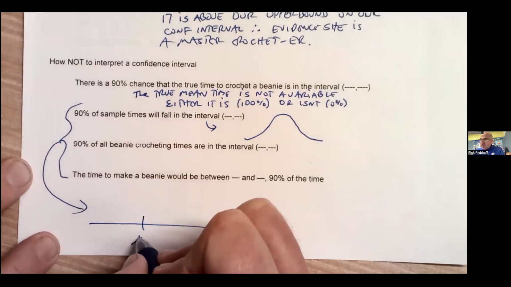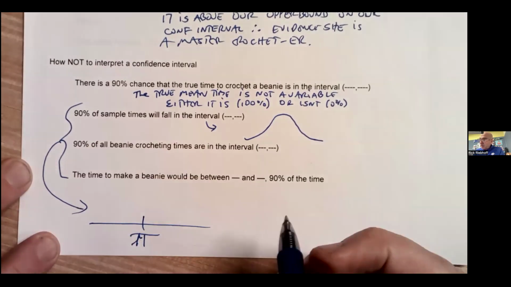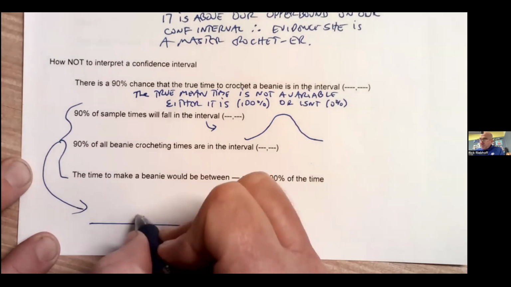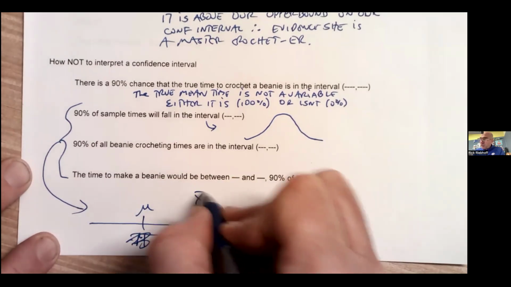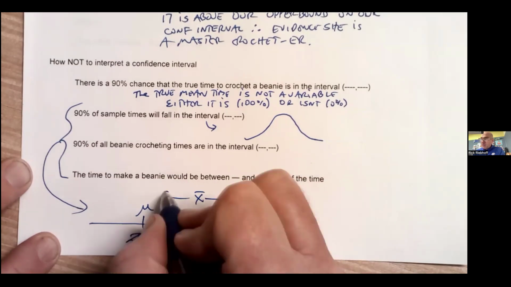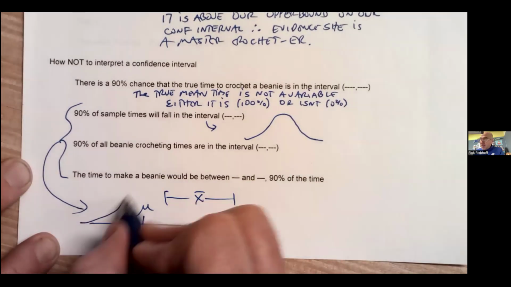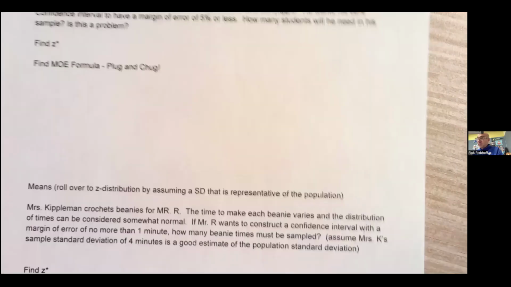So this is proportions. Oh no, this is means, right? This is means. Ours could be out here, and think about what that would mean. Yeah, see what I said, mean? Okay, cool. Hopefully that helps make sense.